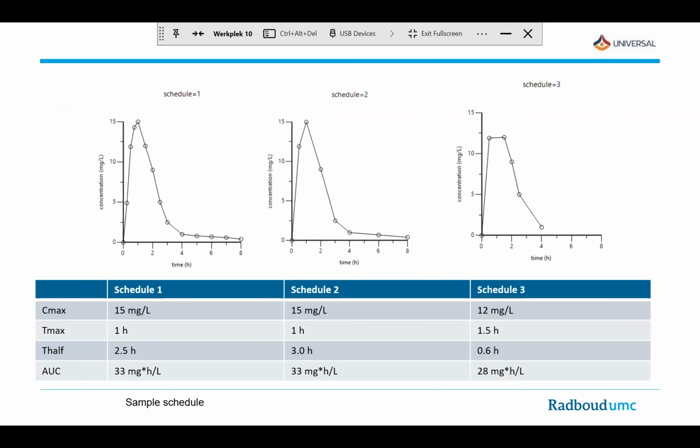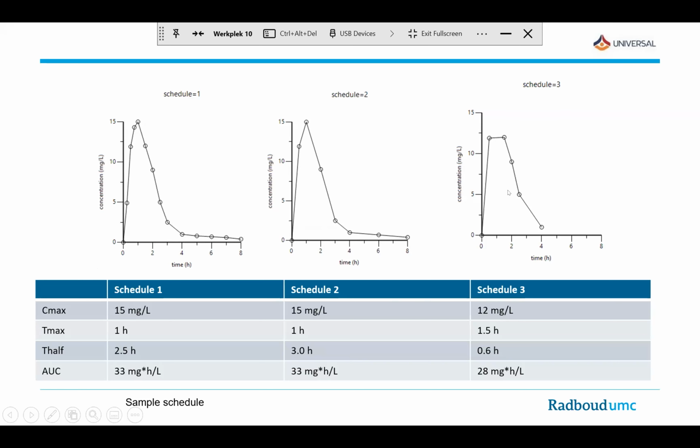Is that important? Well, this is an example I made up myself, where we can see that your sample schedule can really influence the pharmacokinetic parameters you get out of your study. When we look at schedule 1, that is a perfect schedule, having 3 sampling points before the Cmax, then having 3 after 1 half-life, and then go on. And when we look at schedule 2, we've got fewer points in the absorption phase, and also fewer points at the end of the curve.